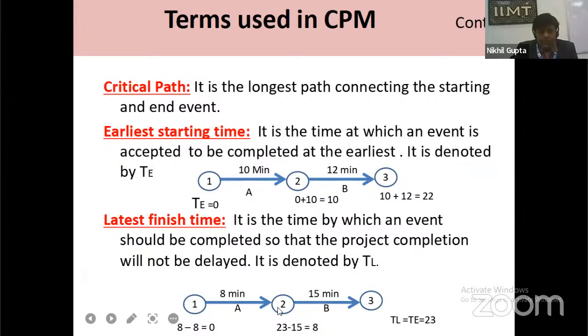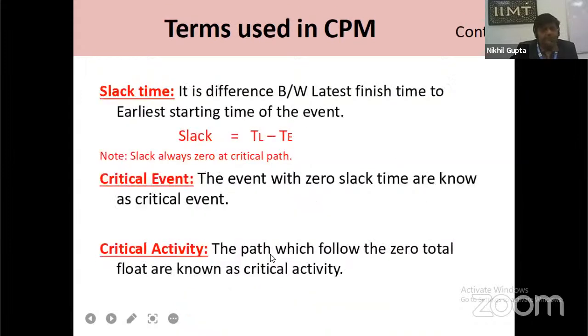And now for this event, 23 minus the duration of this activity: 23 minus 15 is equal to 8. This is the TL for this activity and for this event. Similarly, 8 minus the duration of the activity, 8, is equal to 0. This is the TL for this event.